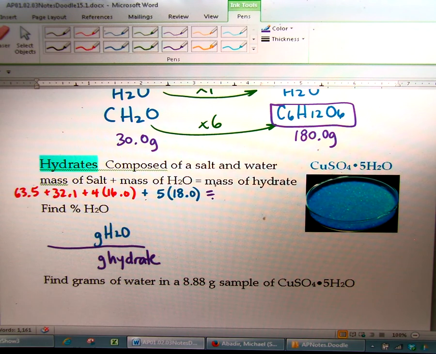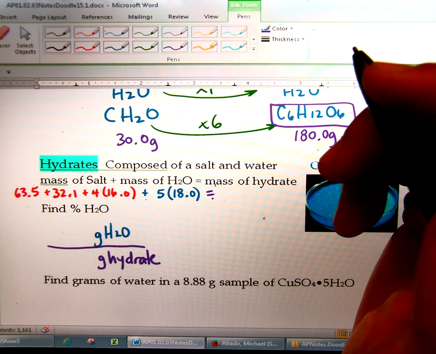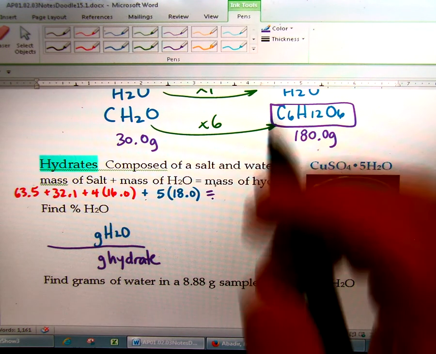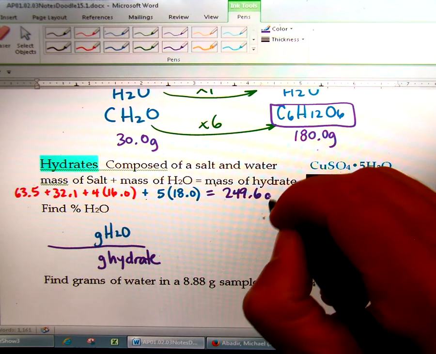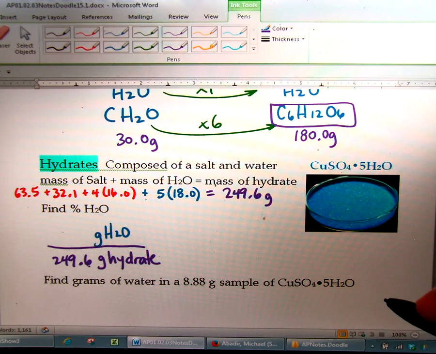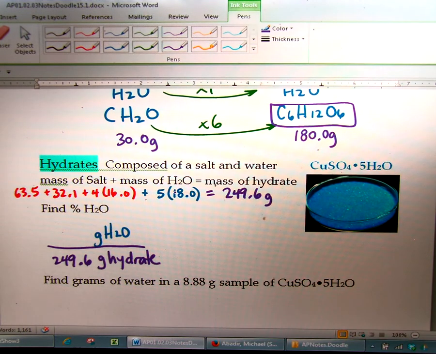39.6 plus 5 times 18, I'm sorry about that. That equals 249.6. 249.6 is the total. So the whole hydrate weighs 249.6, and the water is 5 times 18. 5 times 18 is going to give you a total of 90.